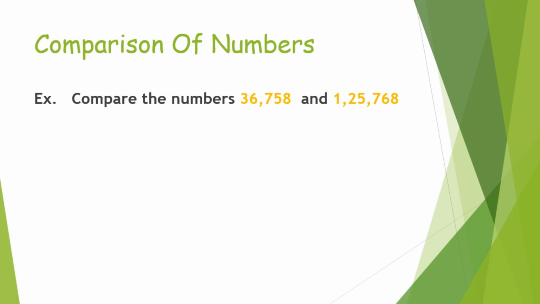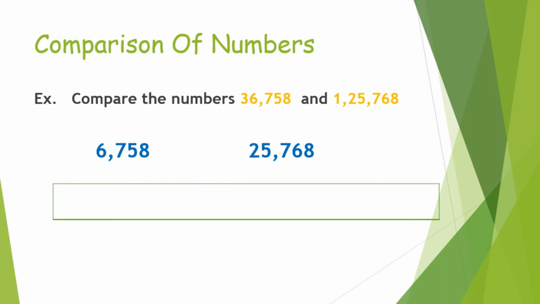Third example. Now here we'll compare 36,758 and 1,25,768. So as we are comparing the number of digits, we come to know that 36,758 is less than 1,25,768.